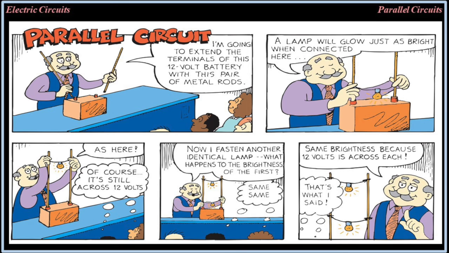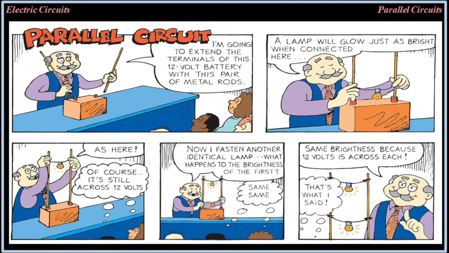And now a cartoon. Parallel circuit. I'm going to extend the terminals of the 12-volt battery with a pair of metal rods. A lamp will glow just as bright when connected here as here. Of course, it's still across 12 volts. Now I fasten another identical lamp. What happens to the brightness of the first? Same. Same brightness because 12 volts is across each.